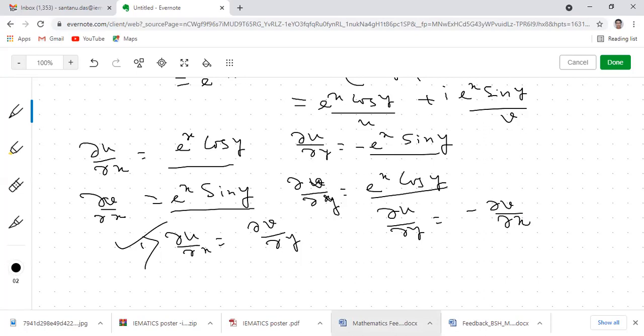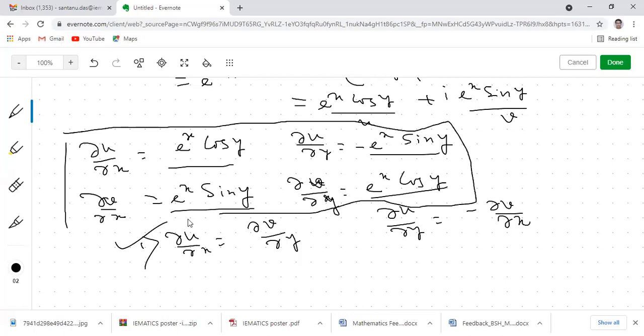Obviously they are continuous, because you know that if a function is defined at a given point, then obviously it will be continuous. Since these four partial derivatives are defined for any arbitrary value of x and y, obviously they are continuous for any value of x and y. So the two conditions are valid here. First of all, the partial derivatives are continuous, as well as they are satisfying the Cauchy-Riemann equation. So here the function f(z) defined by e to the power z will be analytic.